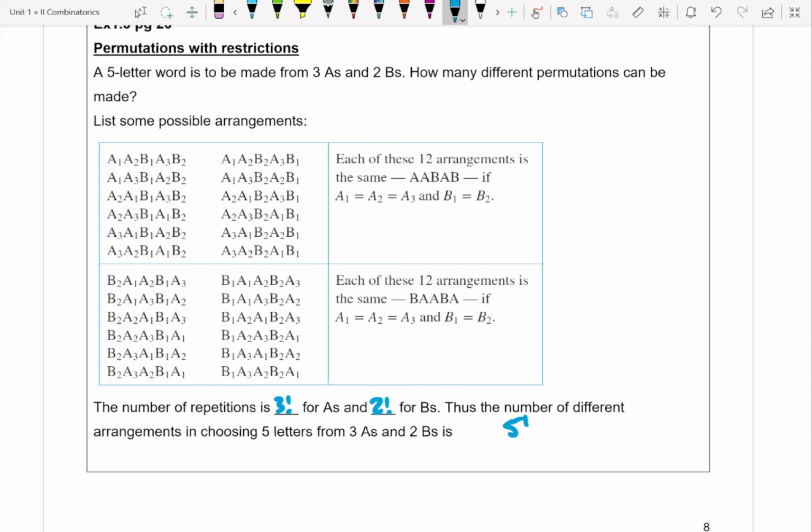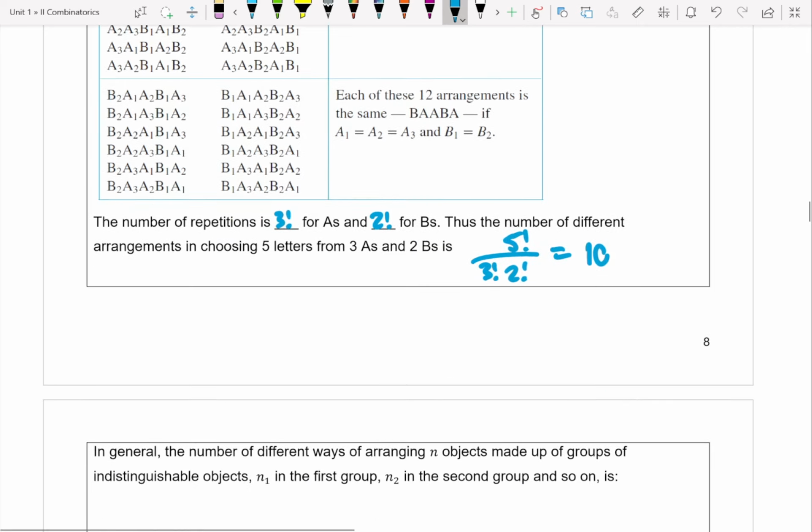5 factorial, but then we divide by all of these repetitions. So 3 factorial and 2 factorial. We can see in our case, that's going to be 6 times 2, which explains this number up here, 12. It's 3 factorial times 2 factorial. So that would be, in our case, 120 divided by 12, so there's actually only 10 different ways to represent 3 A's and 2 B's.